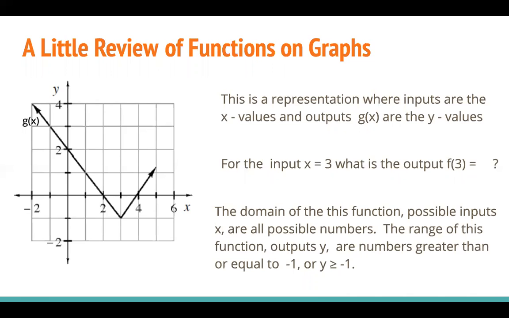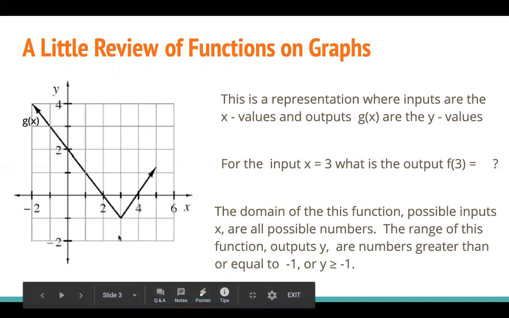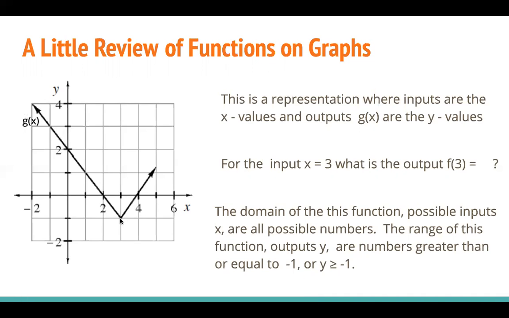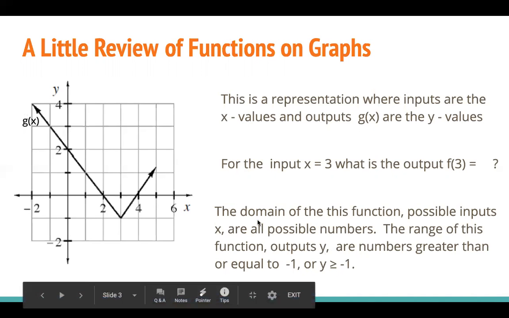The domain for this function, just to talk about domain, are the possible inputs. If I look at the directions, this keeps going in each direction, so all x's are possible. So my domain, my inputs, are all possible numbers. The range, however, is limited, because if I look down here, it doesn't go below -1. So my range, or my y values, has to be the values greater than or equal to -1, or y ≥ -1.